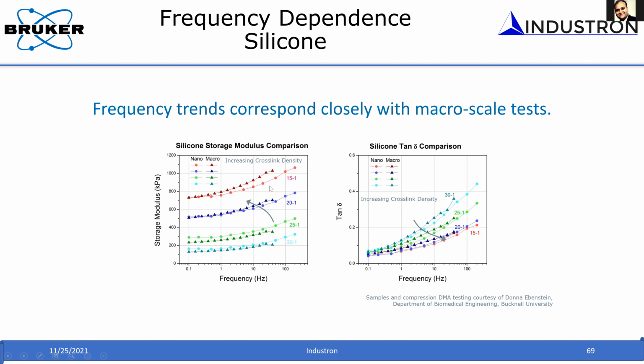You can see how the trend is pretty much the same. And if you compare the tan delta, you can also see that it's pretty much comparable to macroscale testing. So this gave us confidence in the methodology and the measurement technique that we used to measure the dynamic mechanical response, which compares well with macro scale.